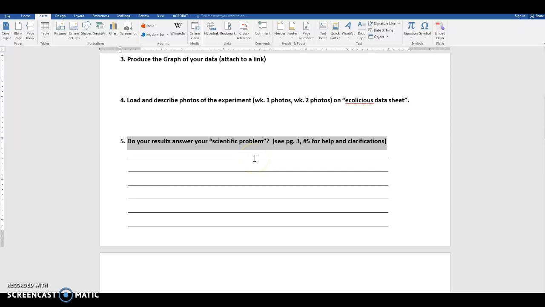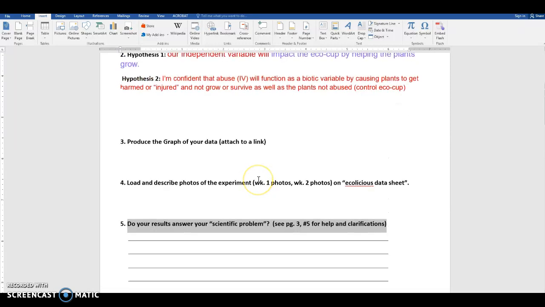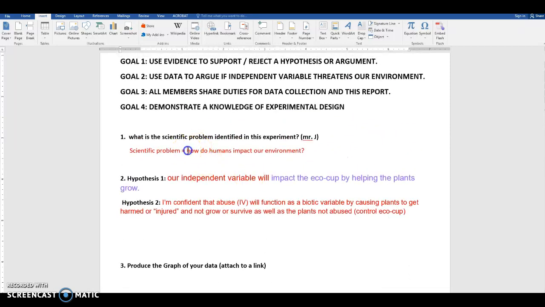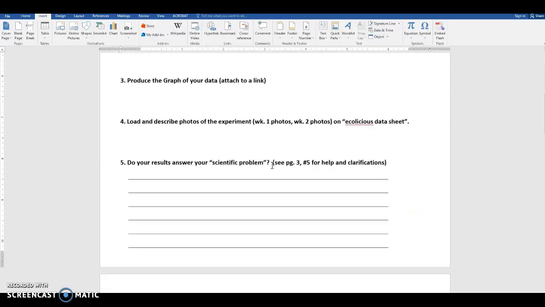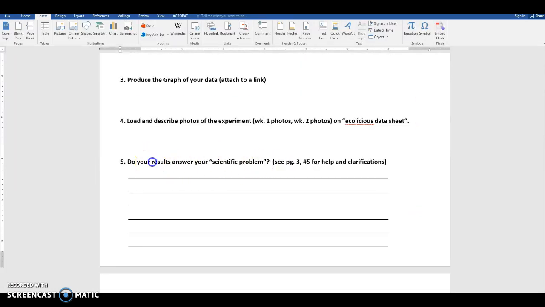So first, let's go look at the problem. It says, how do humans impact our environment? So that's our problem. How are we impacting the environment? And so the question is, do our results tell us anything about how humans impact the environment? That's what we need to decide. So let's first look at our graph that we created.